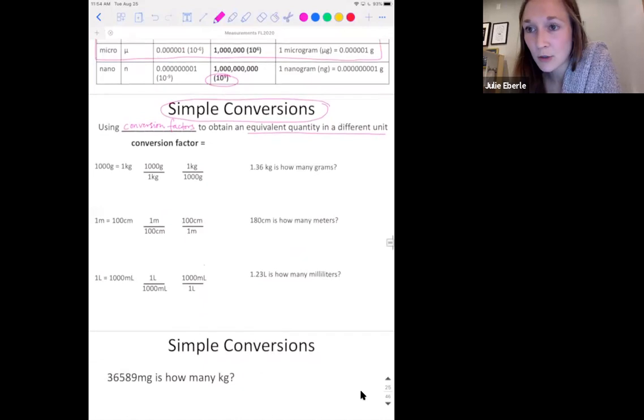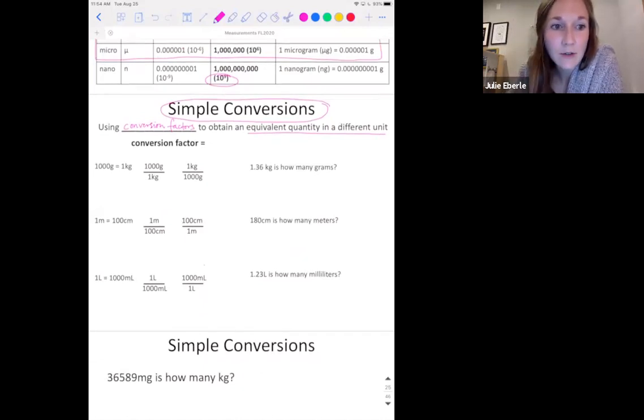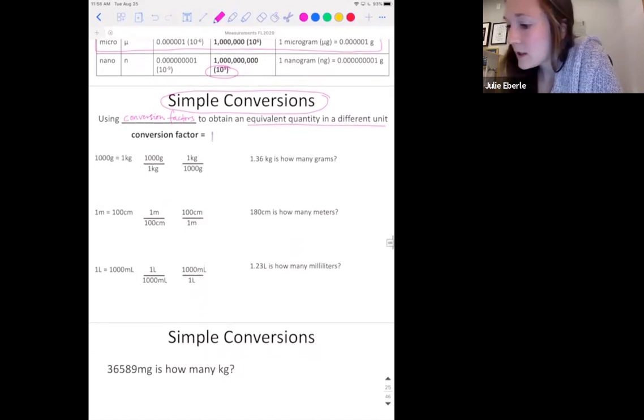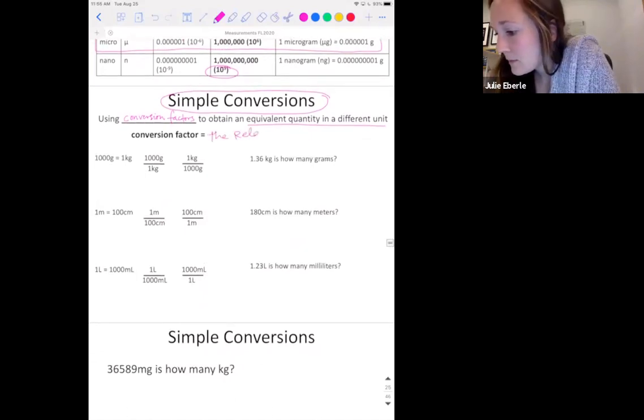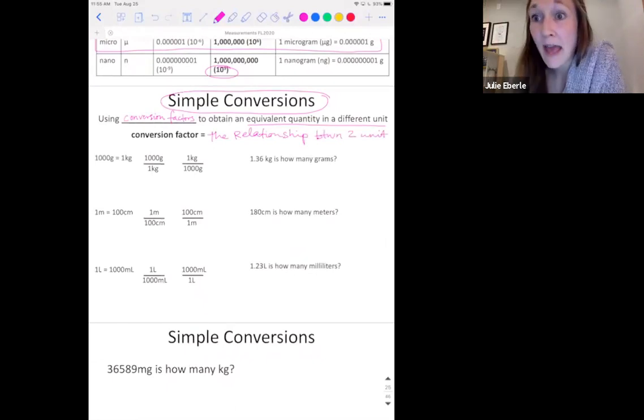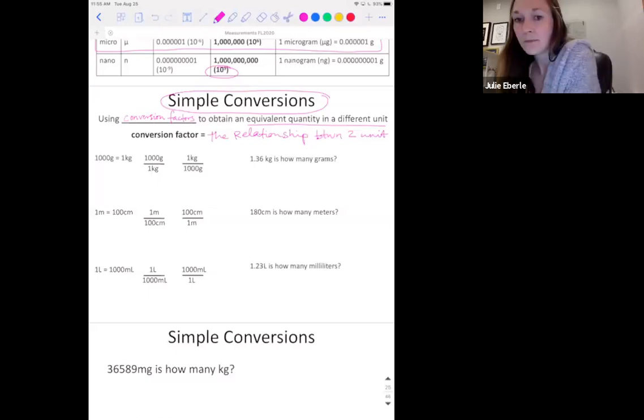So a lot of this will be on your chapter 1 homework. There's many ways you can write conversion factors. Now, what is a conversion factor? It is the relationship between 2 units. And we just talked about that with the units of eggs and a dozen, okay? It's the relationship between 2 units.